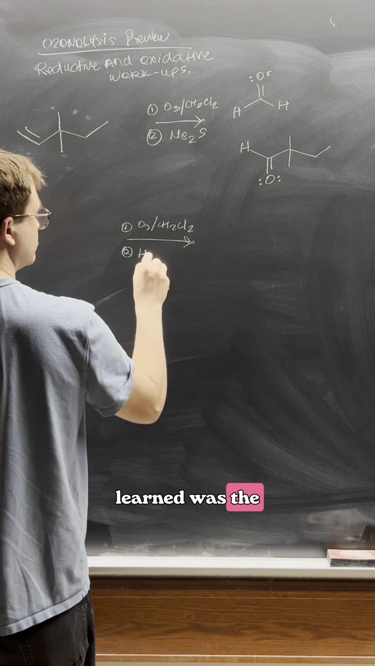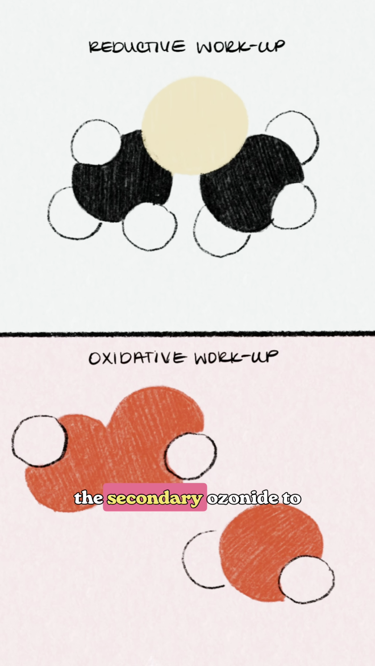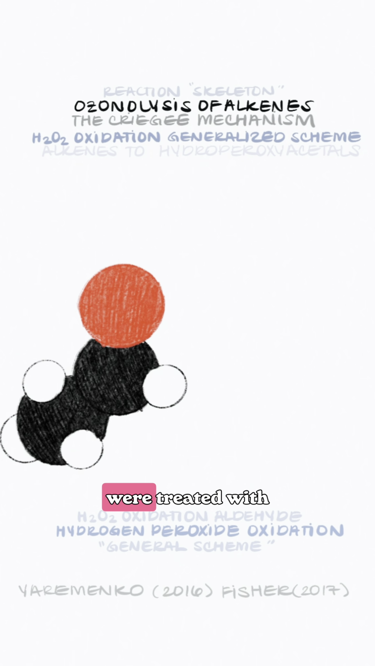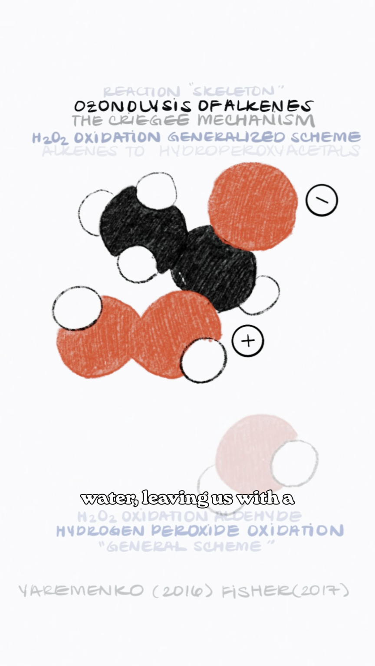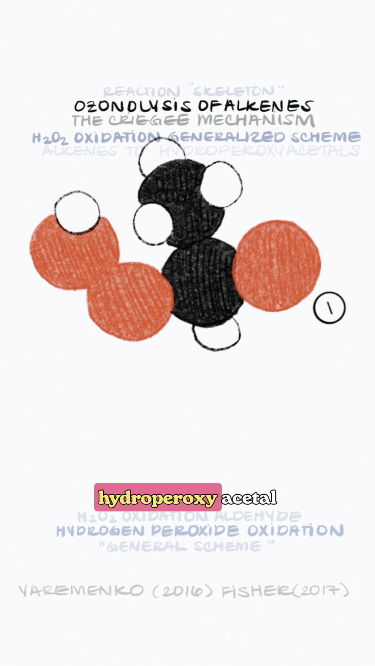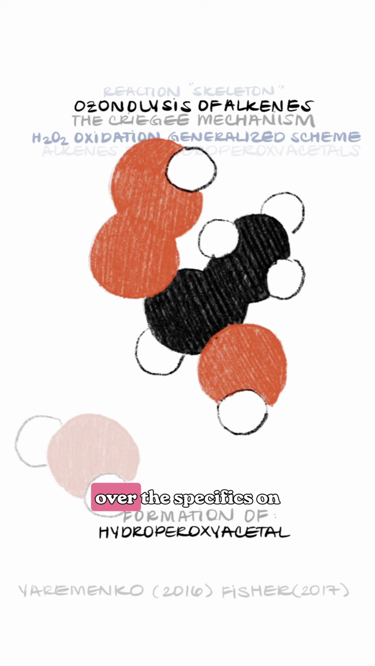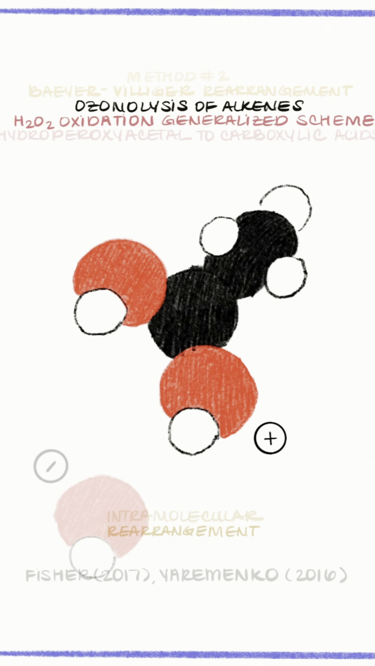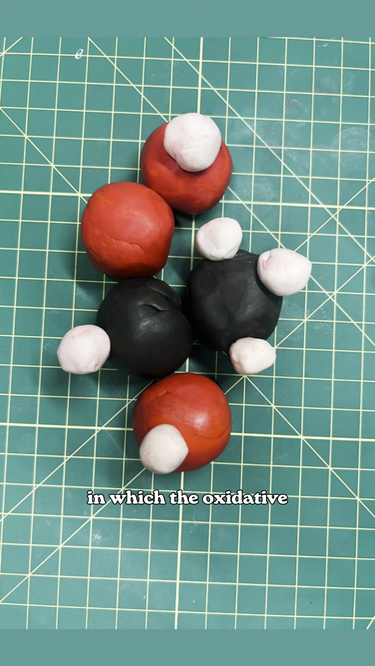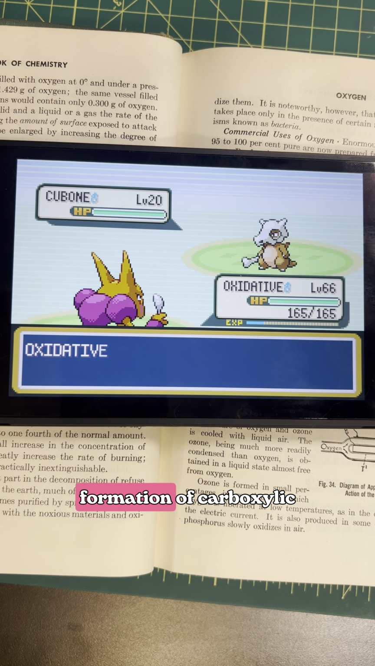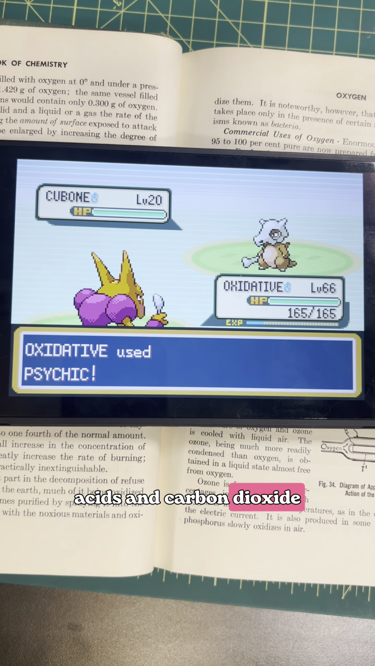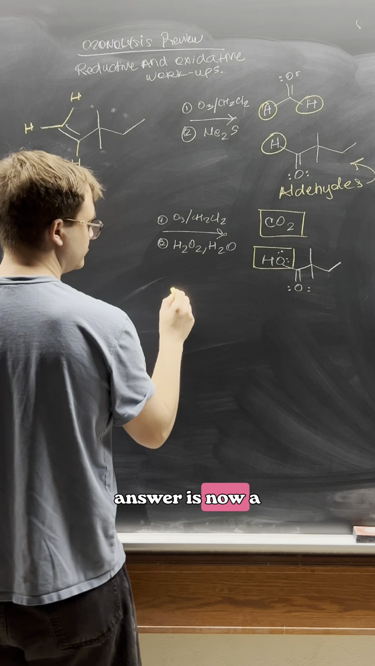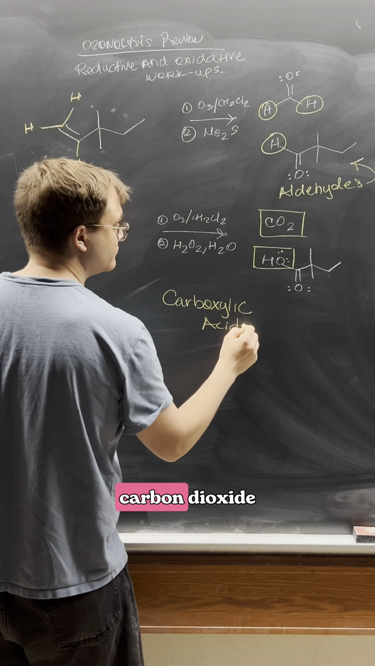The second workup we learned was the oxidative workup, which treated the secondary ozonide to heat, resulting in the freeing of a carbonyl and carbonyl oxide, which were treated with hydrogen peroxide and water, leaving us with a new intermediate, a hydroperoxy acetal. Even though we didn't go over the specifics on how these intermediates rearrange into carboxylic acids, we'll keep note that it's through this intermediate that the oxidative workup results in the formation of carboxylic acids and carbon dioxide if we formed formaldehyde. Reviewing the problem again, we can see that our answer is now a carboxylic acid and carbon dioxide.